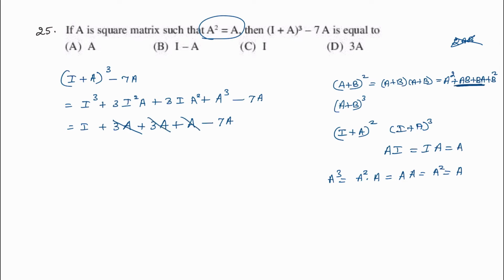3 plus 3 plus 1. We get plus 7A minus 7A. They are getting cancelled. The answer is I. The correct option is C.